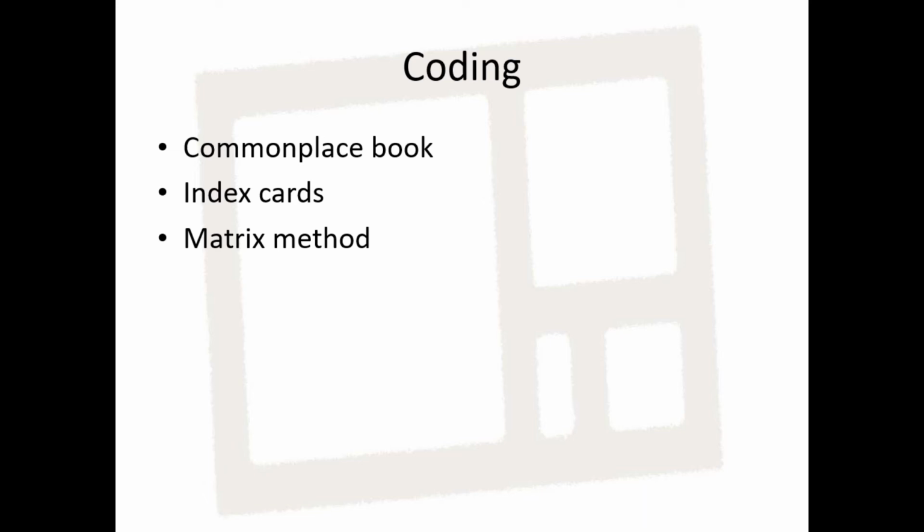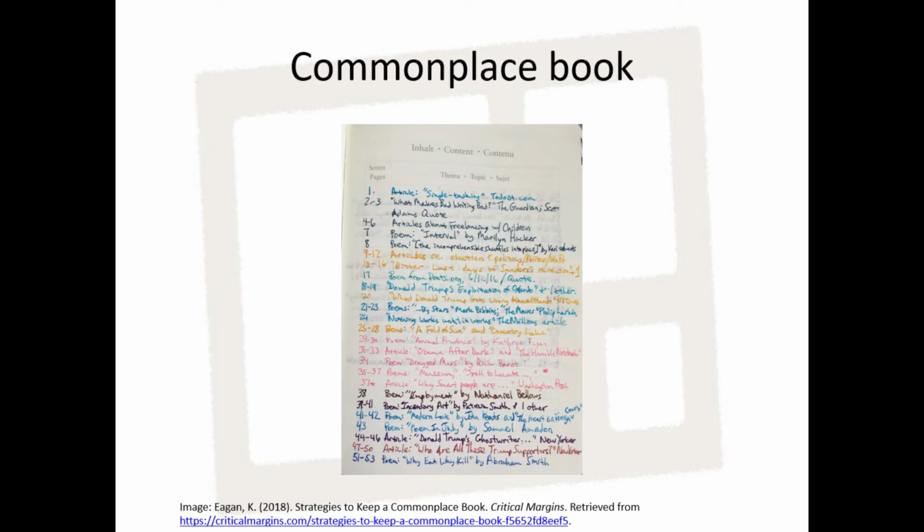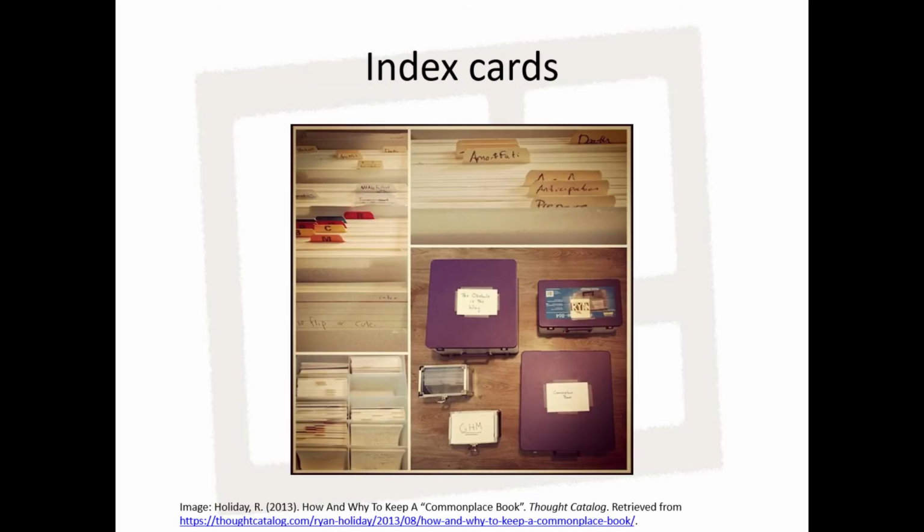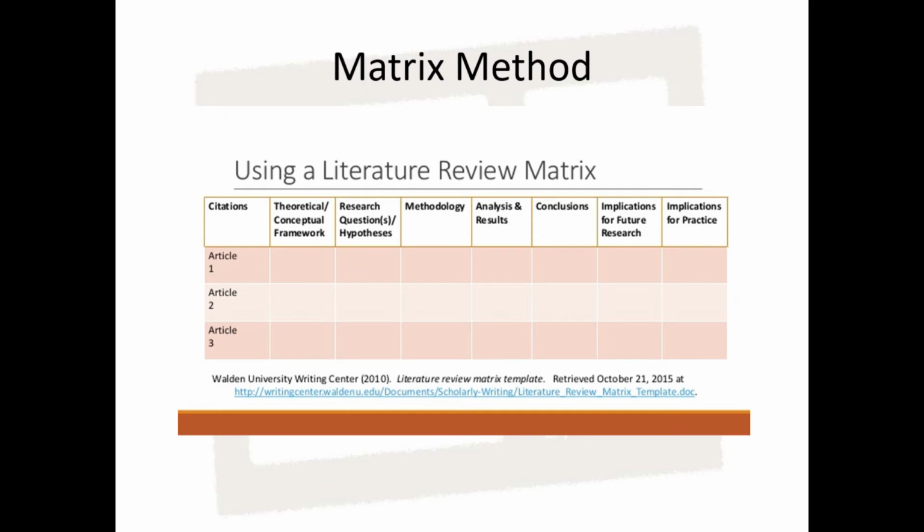If you're using a Word or Excel spreadsheet, then what you're using is what's known as the matrix method. Now here's an example of a commonplace book. Here's an example of index cards that have been used for a pretty big literature review. And this is the matrix method. Here you can see that it has the list of citations on one side, different articles and books, and then it has a series of codes. In this case, the theoretical framework, the hypothesis, the methodology, analysis and results, conclusions, and implications.